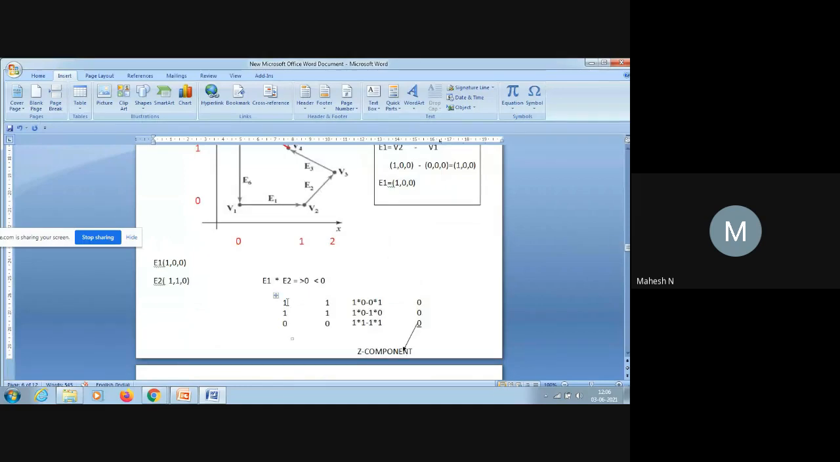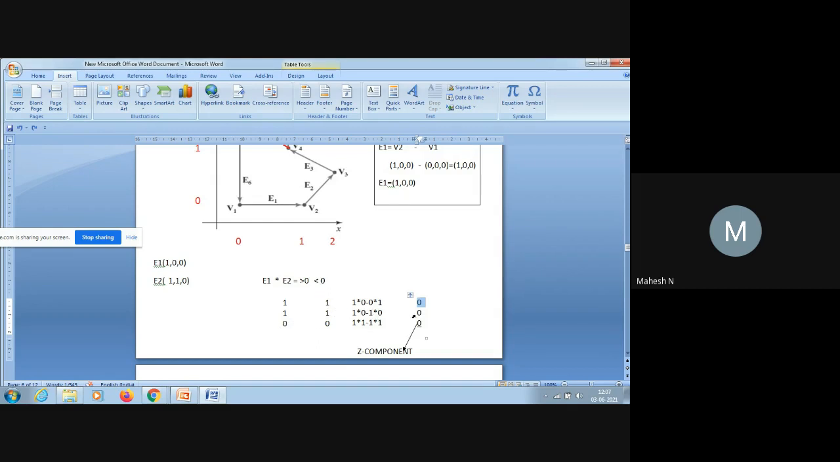It is this way, right? I take my first edge, I take my second edge. So for getting the x coordinate value of the cross product, I will eliminate the first row and take the cross product of the second and third row. Cross product, 1 into 0 minus 0, 1 into 0 or 0 into 1.